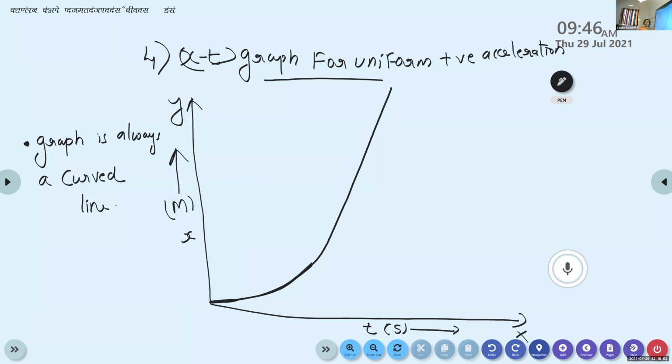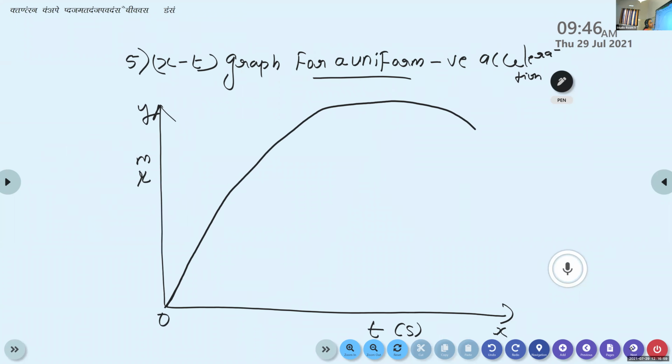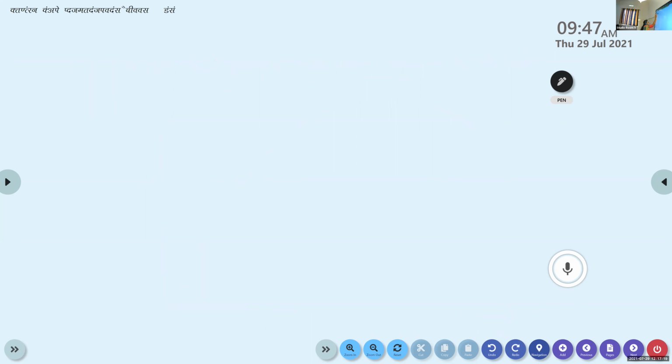And for a uniform positive acceleration, the position time graph is always a curved line. And the last case, the position time graph for uniform negative acceleration, here also it is a curved line, but it seems to go to zero position. Okay, so these are the different cases that come under the position time graph. Now, the next heading, uses of position time graph.